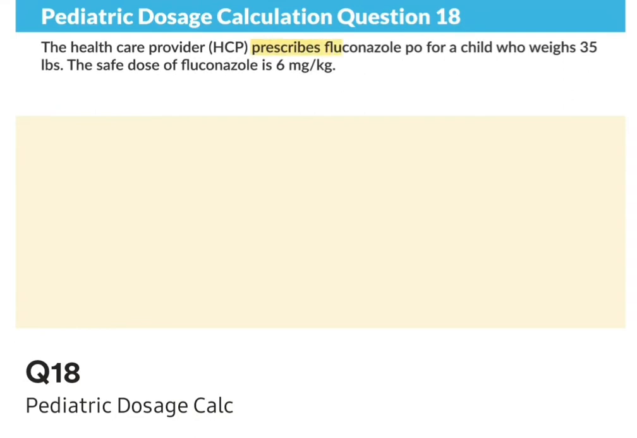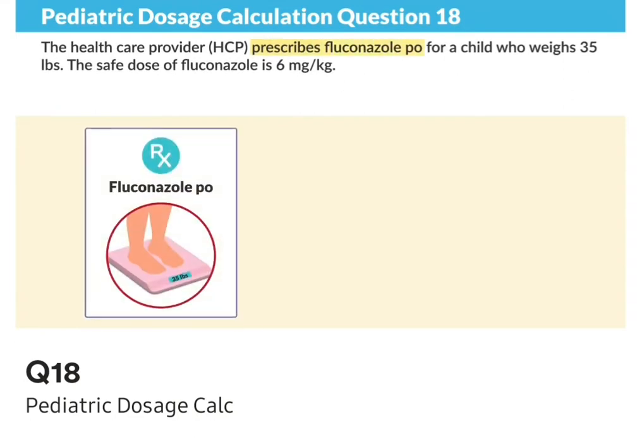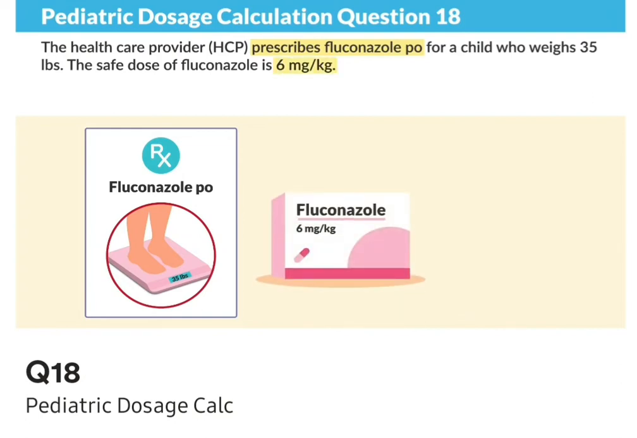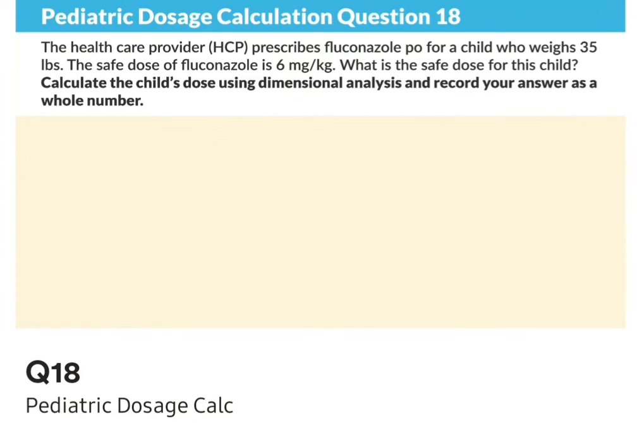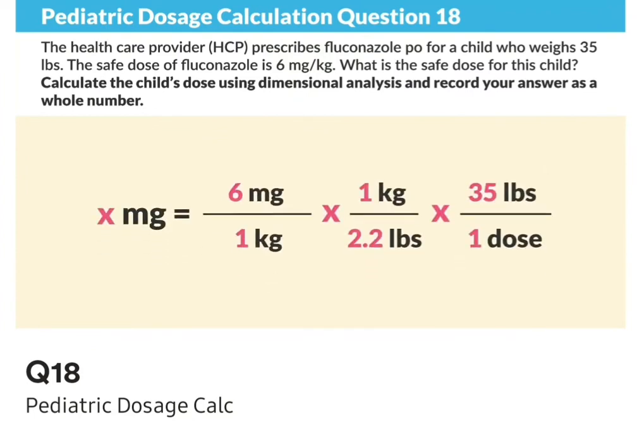Question 18. The provider prescribes fluconazole PO for a child who weighs 35 pounds. The safe dose of this drug, fluconazole, is 6 milligrams per kilogram. So what is the safe dose range for the child here? All right, so let's set up our question as usual here. So let the question help you here. 6 milligrams over 1 kilogram, right? And then we're simply converting those pounds to kilos. So 1 kilogram over 2.2 pounds, and the child weighs 35 pounds for that 1 dose. Basically, 1 dose of medication, right?